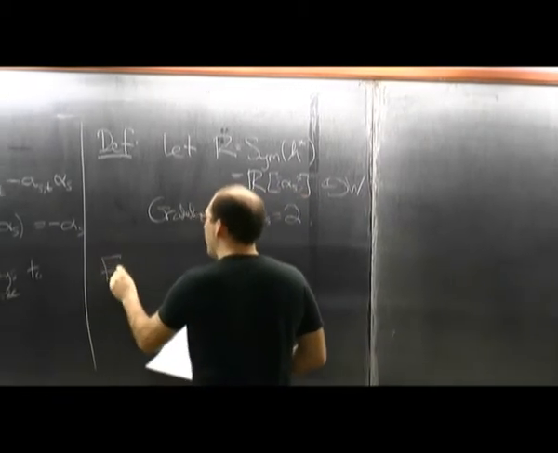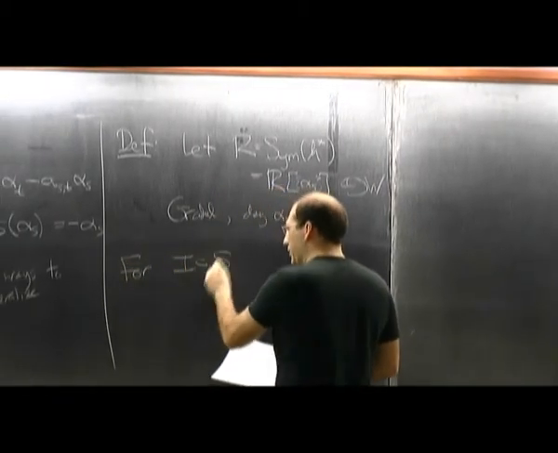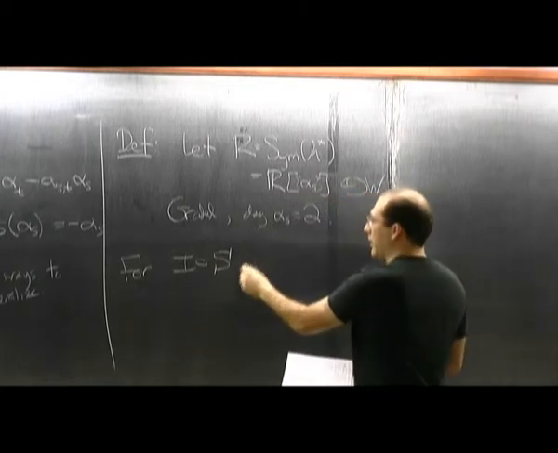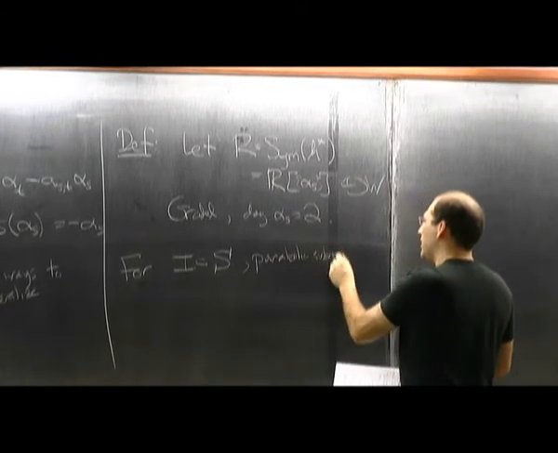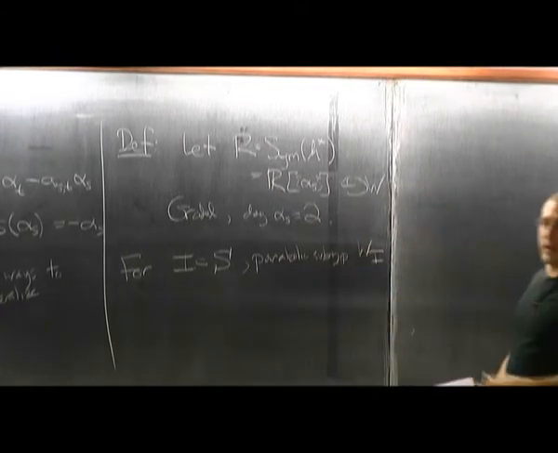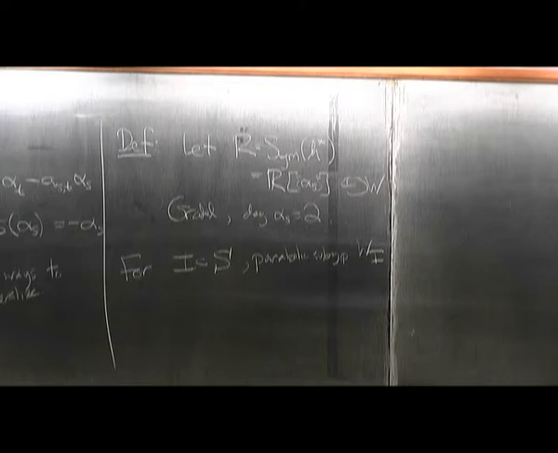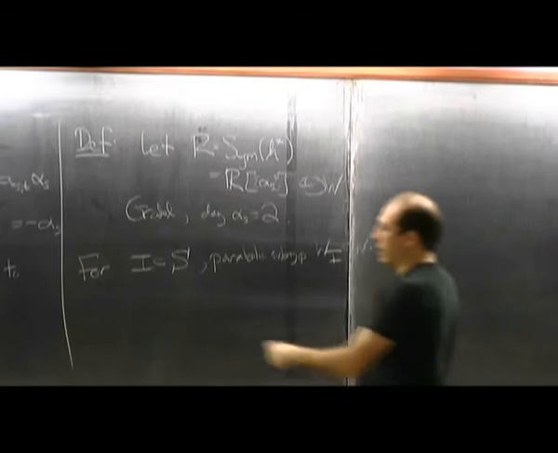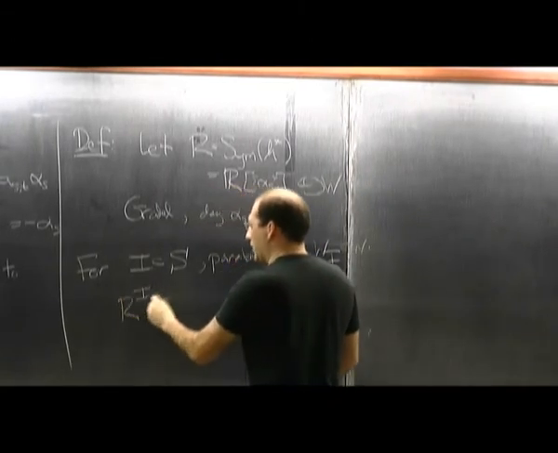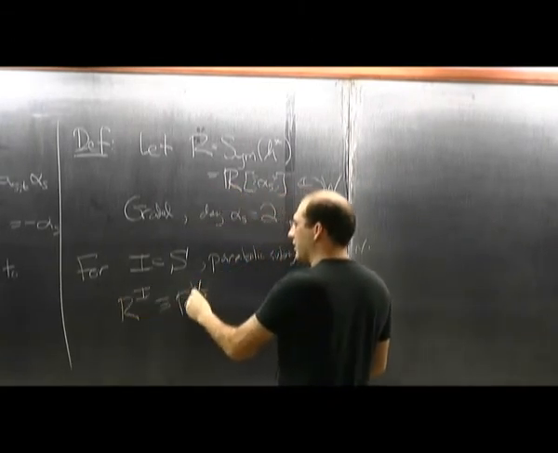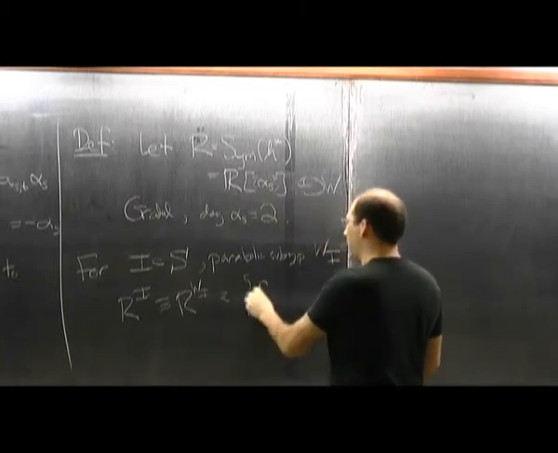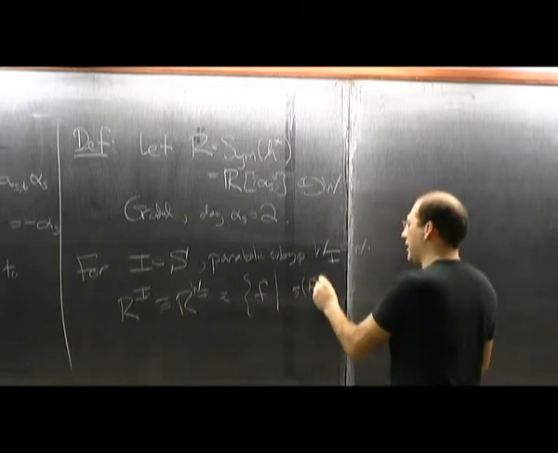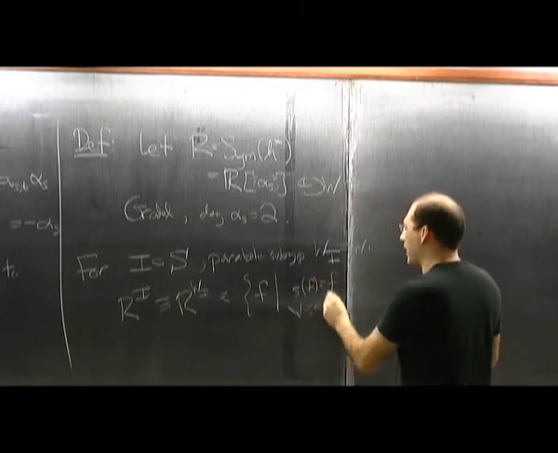And then finally, for a subset I of the simple reflections, there's a corresponding parabolic subgroup, which is the subgroup generated by these simple reflections inside W. This is also itself a Coxeter group. And we're going to let R^I just denote the invariants under this parabolic subgroup. Right, this is the f such that s f equals f for all s in I.